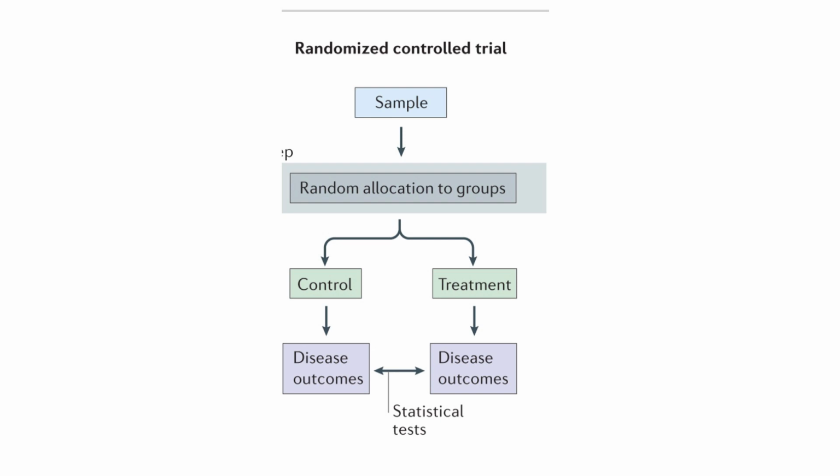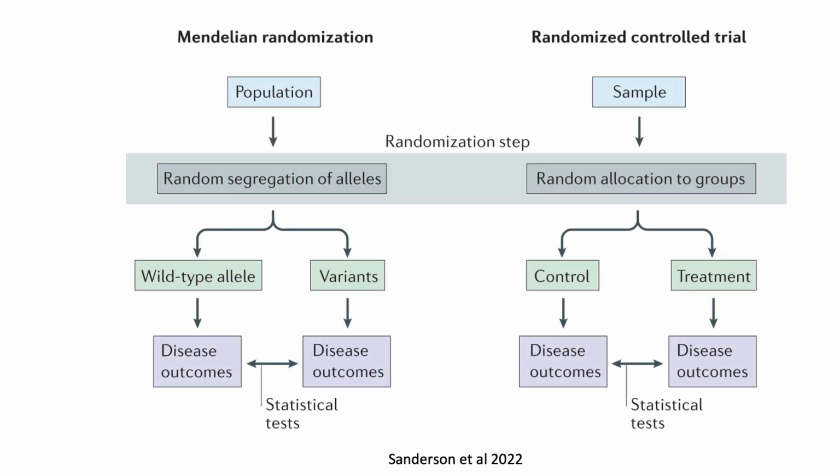But we can't always do an RCT. So what can we do? We can use genetic information in a technique called Mendelian randomization that some of you may already know about. If you already know about it, you can just switch off for a minute. If you don't, then I'll have a crack at trying to explain it.